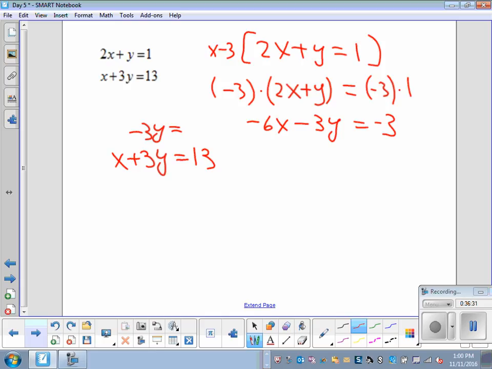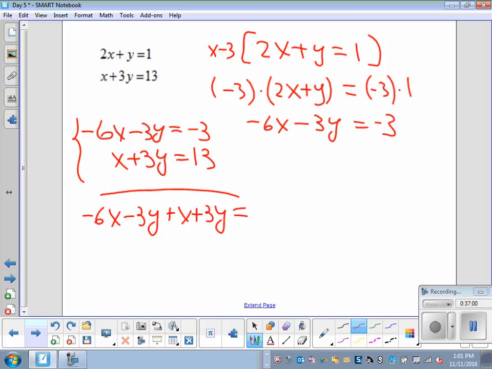Correct? I took my first equation and multiplied both sides by the same number, negative 3. And now I have something that works very well for me: negative 6x minus 3y equals negative 3. So now I have two equations, and I have minus 3y and plus 3y. If I add the two together, on the left side I have negative 6x minus 3y plus x plus 3y equals, now I'm adding the right side, negative 3 plus 13. There is no y suddenly.